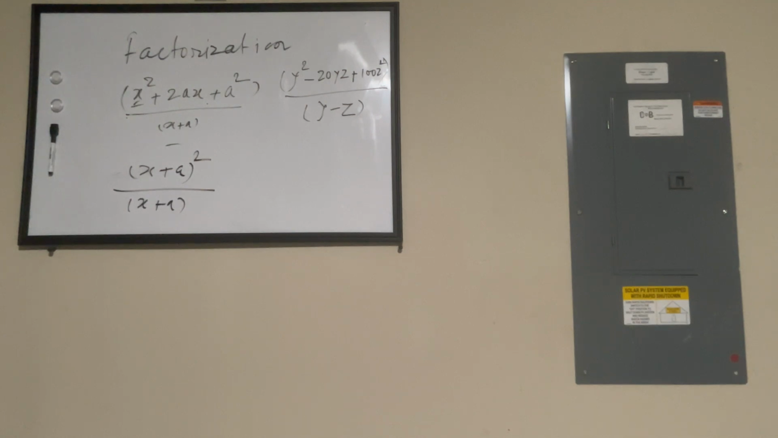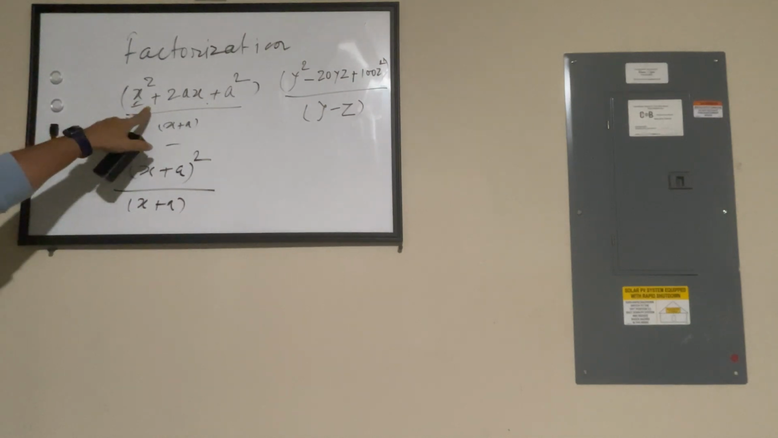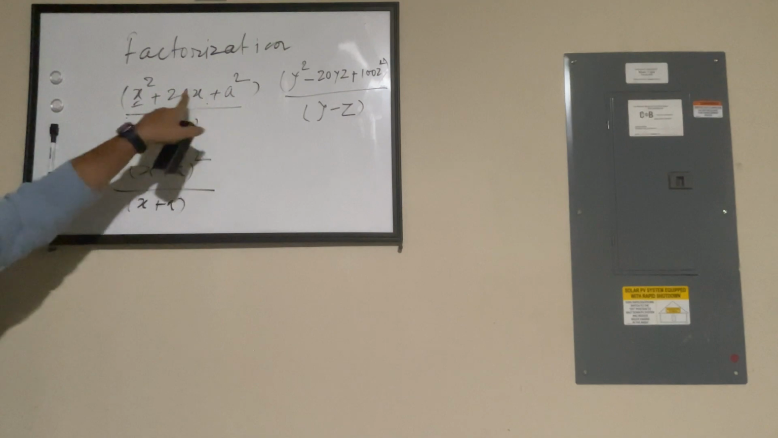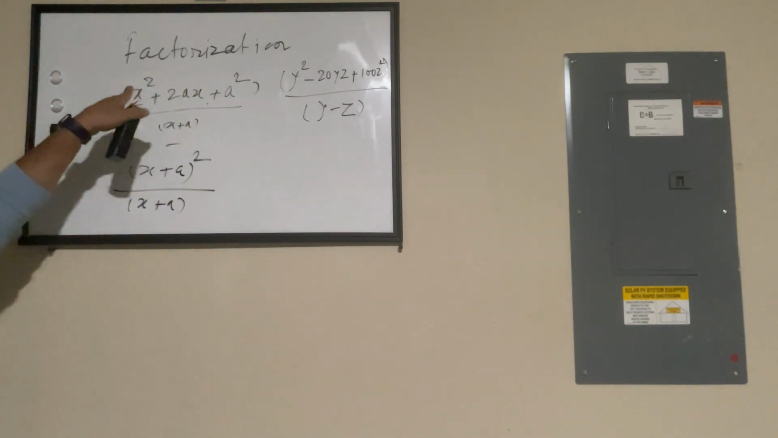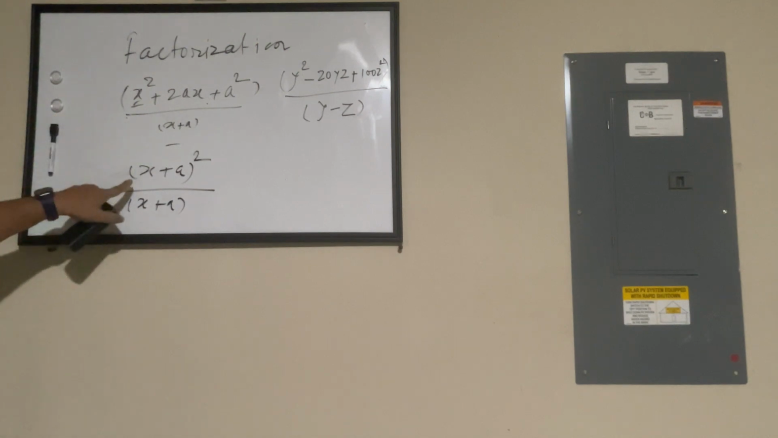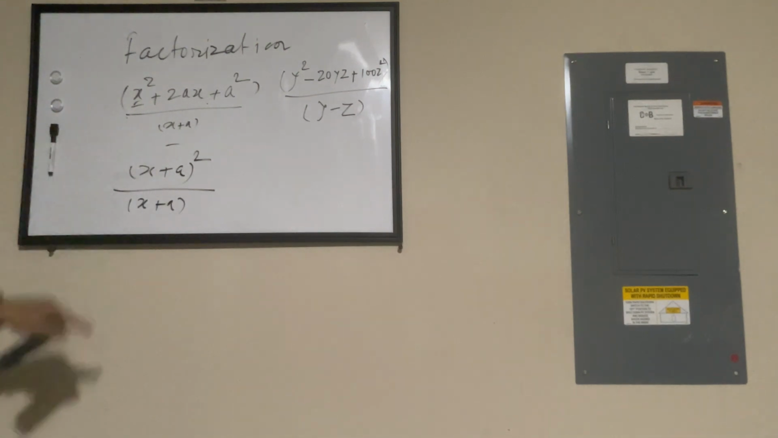Let's forget PEMDAS for 2 minutes. Okay? I'm talking about identities. In the numerator I see x squared plus 2ax plus a squared. It looks something like the a plus b whole square formula. So instead of a plus b, it's x plus a whole squared.